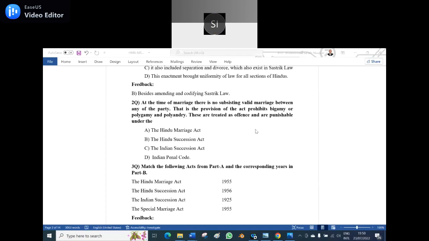Only one can speak. Special Marriage Act 1998. Special Marriage Act 1954, sir. There is no 1954 written there, I believe. Is it written? I think there is something missing. Okay, now let us consider it. Okay, 1954 we can make it instead of 1955. Okay, next.